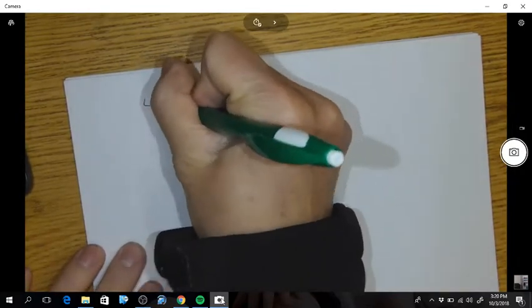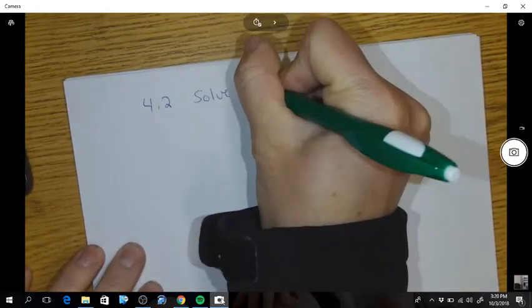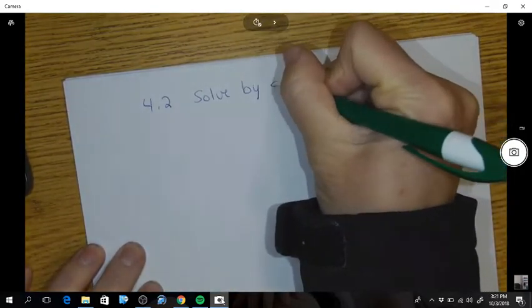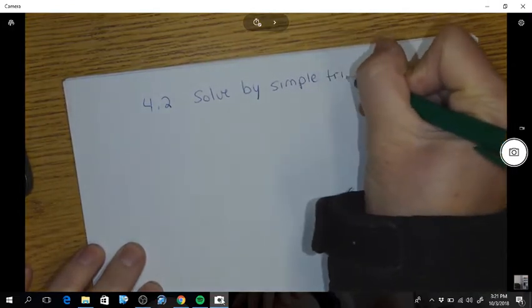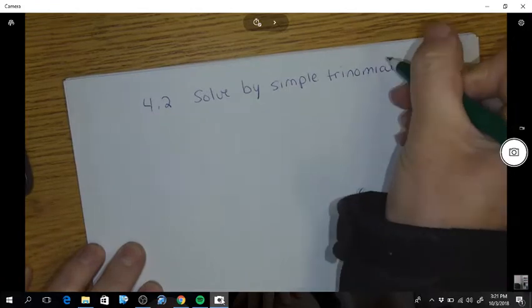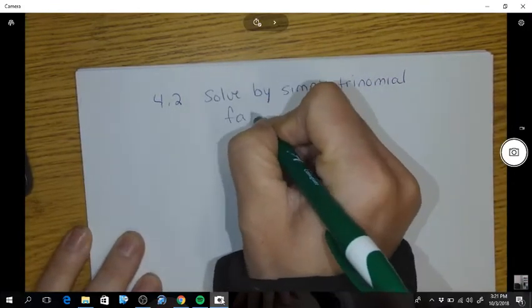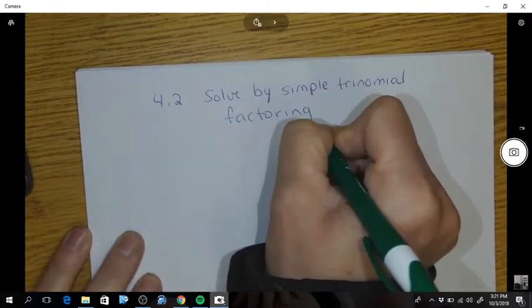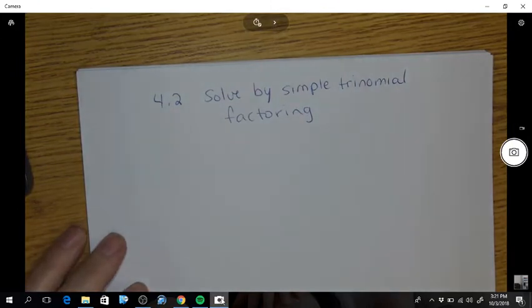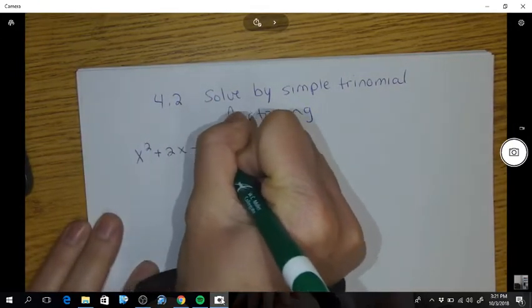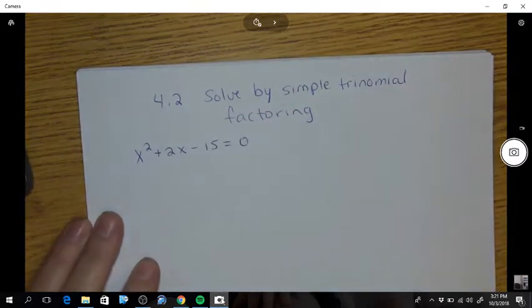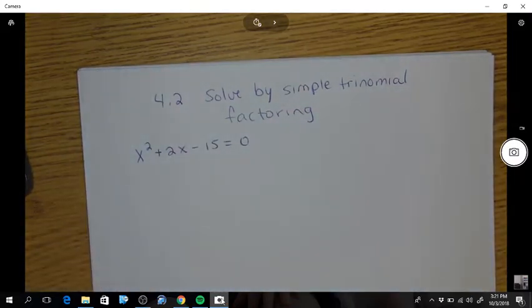Okay, 4.2 is solve by simple trinomial factoring. Okay, I'm going to give you a few examples because you did a lot of this in grade 10, so it should come back to you. Okay, so there's example 1.